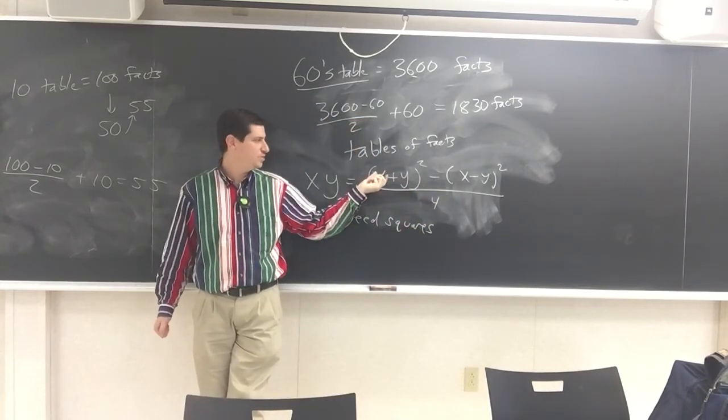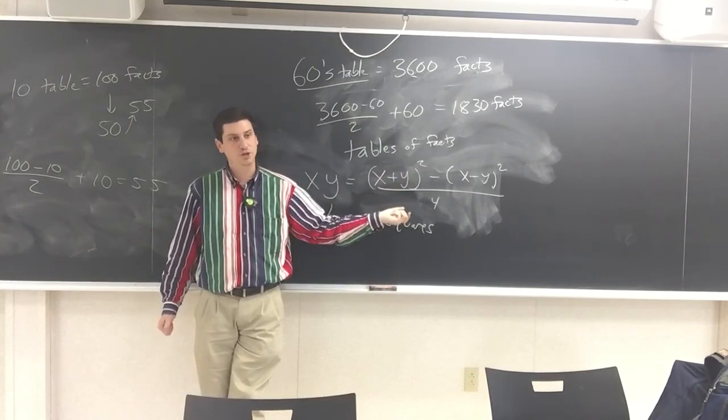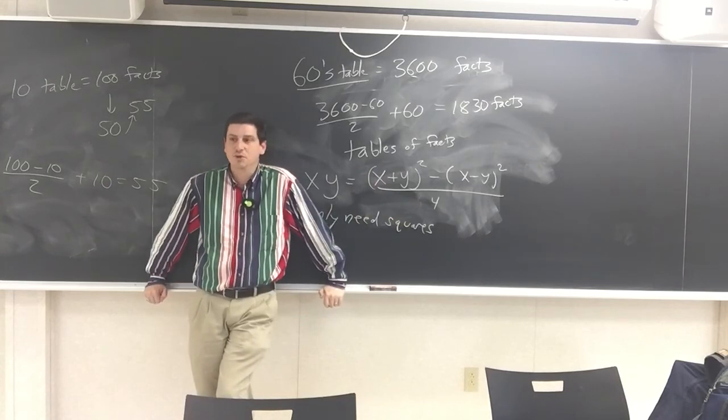Other ways, sometimes people have done it, sometimes it was (x plus y) squared minus x squared minus y squared, over 2. That's another way of doing it. This is, I think, the most clever way of formulating it.